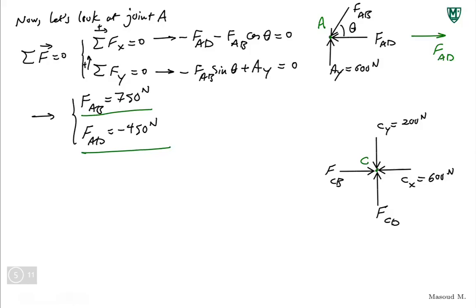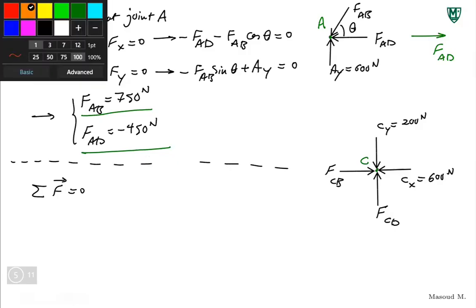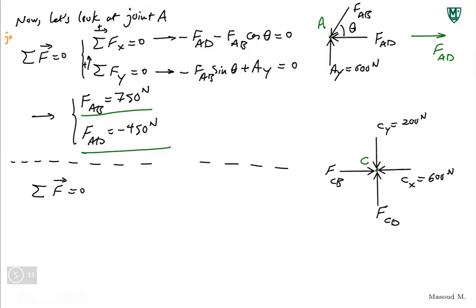Hopefully you followed. So let's just do it here. Summation of forces is equal to 0 for this case. Let me be more intelligent and separate these. This is joint A. This is joint C. So what happens there is summation of forces in X direction would be 0, positive. Summation of forces in Y direction would be 0, upward positive.